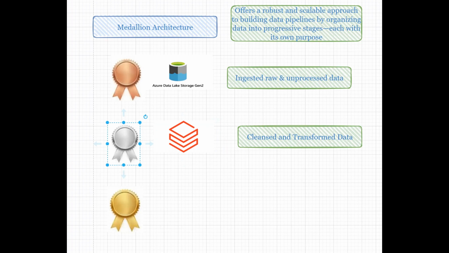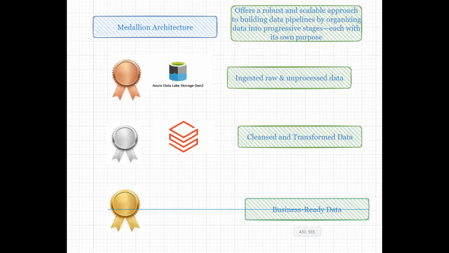So the next layer is the gold layer. The purpose of this gold layer is that it represents the highest level of data refinement, and it is intended for business intelligence reporting and analytics. So we can say that at this stage, the data is fully processed and optimized for the final consumption by the business users.